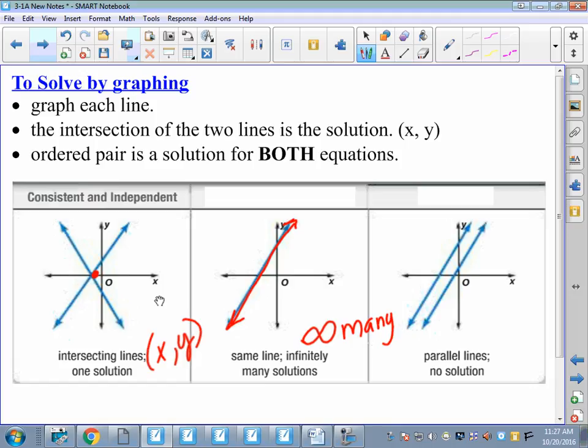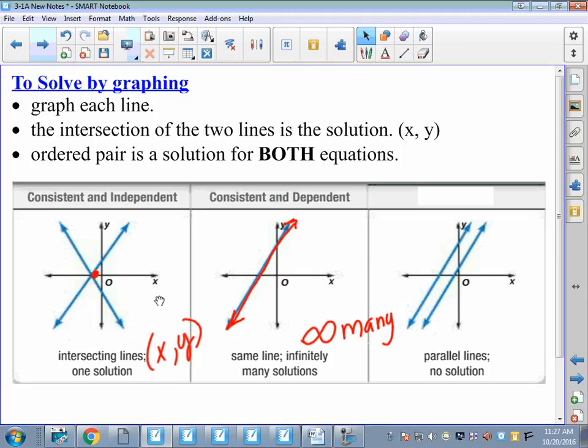Again, don't tell me that there's a same line. I need to know the solutions. So you interpret what the same line means. In this system, it's called a consistent and dependent system because consistent means there are solutions, but the lines were dependent upon each other. They weren't two separate independent lines.